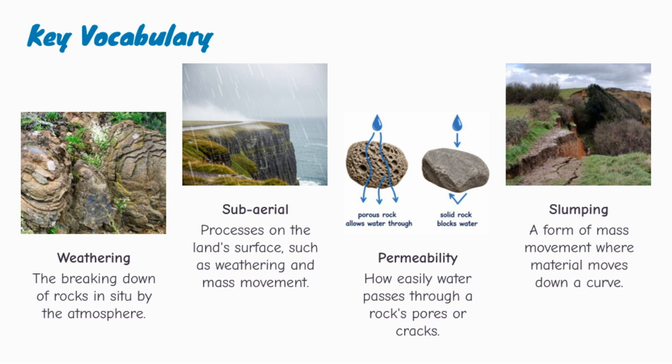Impermeable rock does not. The fourth word is slumping. Slumping is a form of mass movement where material moves down a curved surface. It is especially common when cliff material becomes saturated with water. These terms are important because they help us explain why some cliffs collapse suddenly while others retreat more slowly.